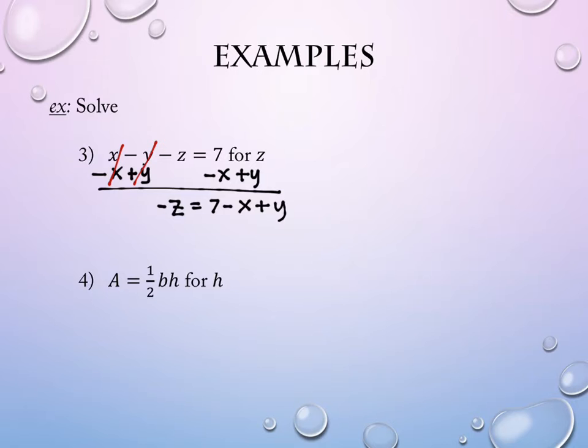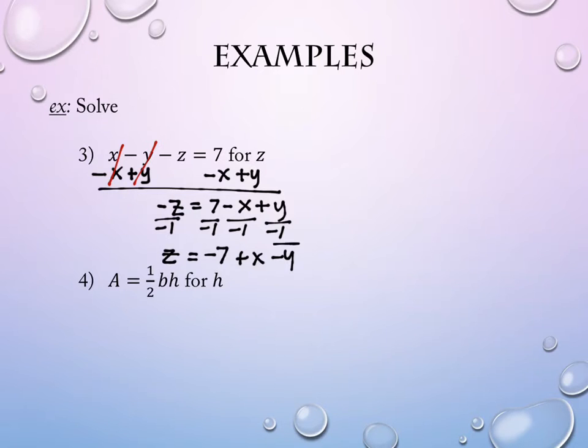Okay, so some of you may be thinking those same things, but not using the same vocabulary that I am. If we divide by a negative 1, we would in fact change all the signs, which a lot of you were talking about. We want the signs to change. You could also multiply by a negative 1. It also changes all the signs. So whatever was negative is now positive, and whatever was positive is now negative. So I have z equals negative 7 plus x minus y.